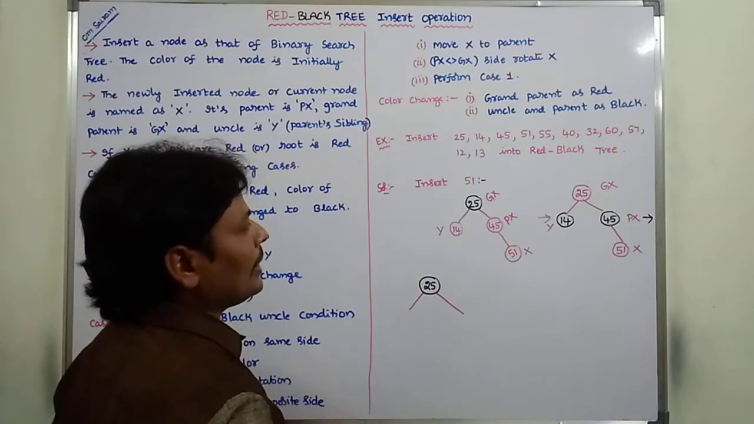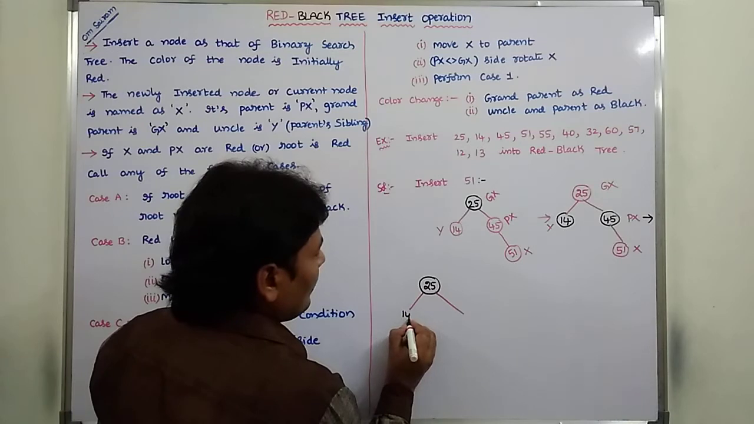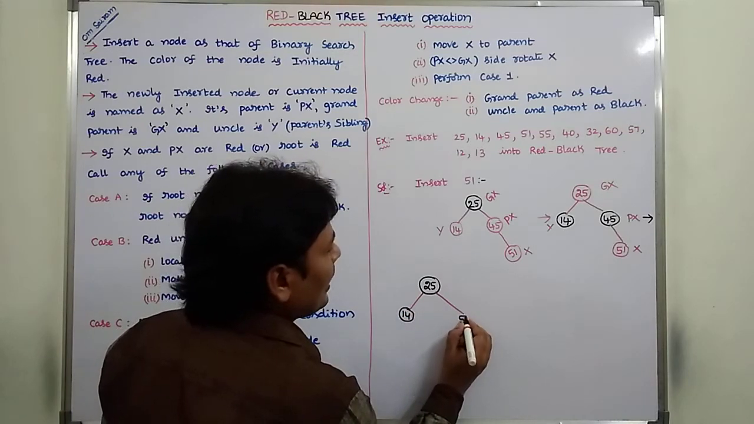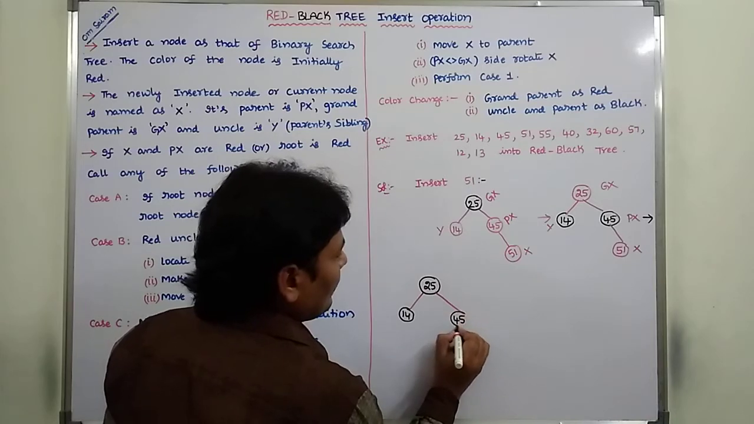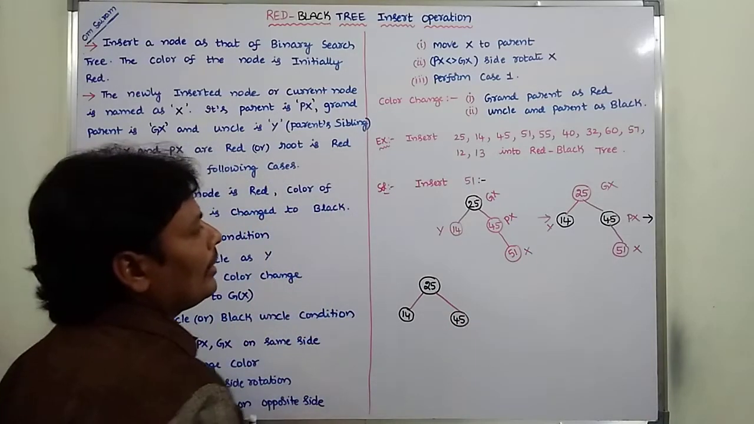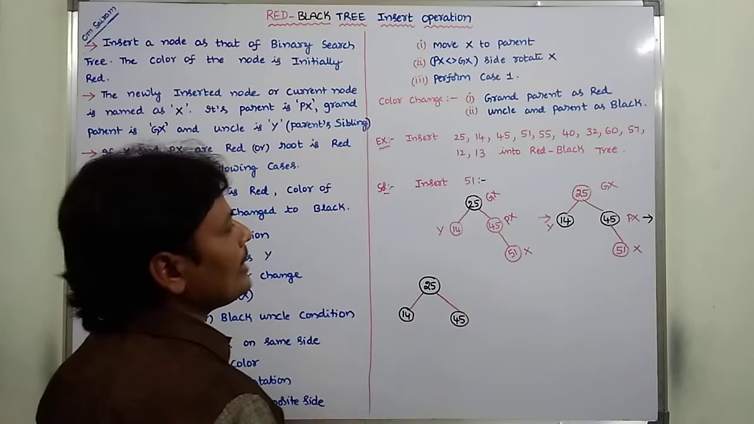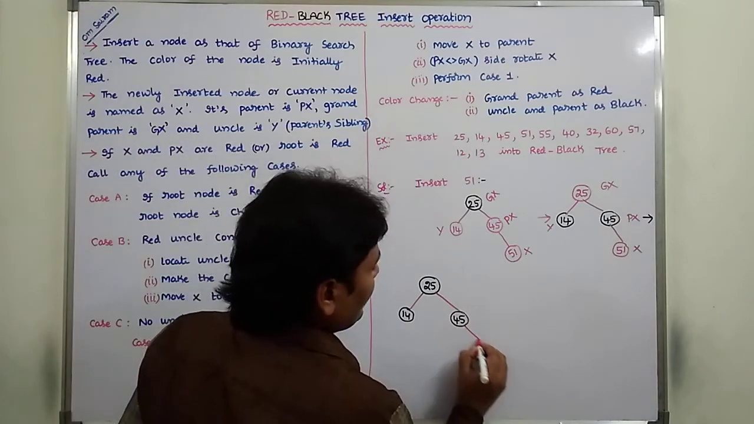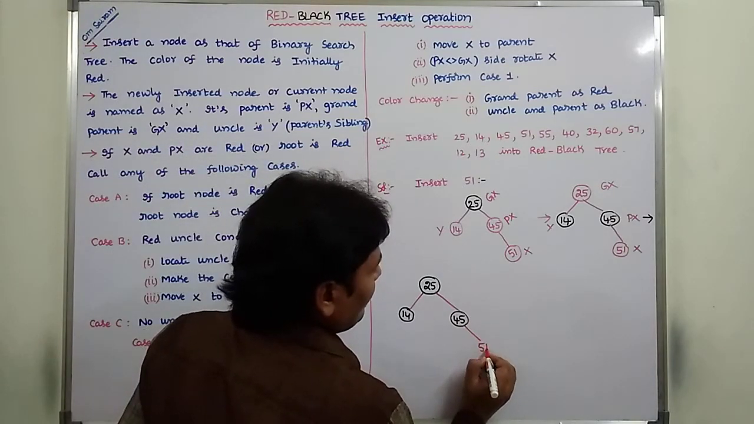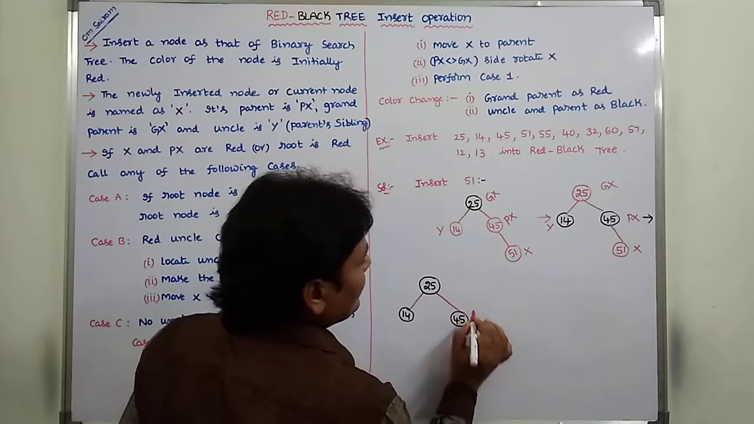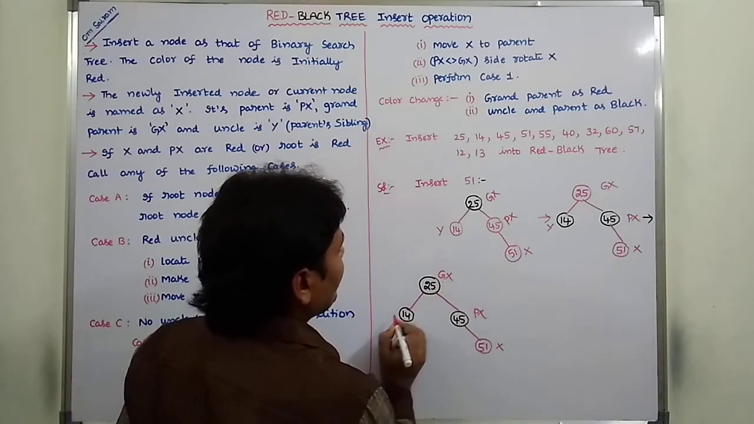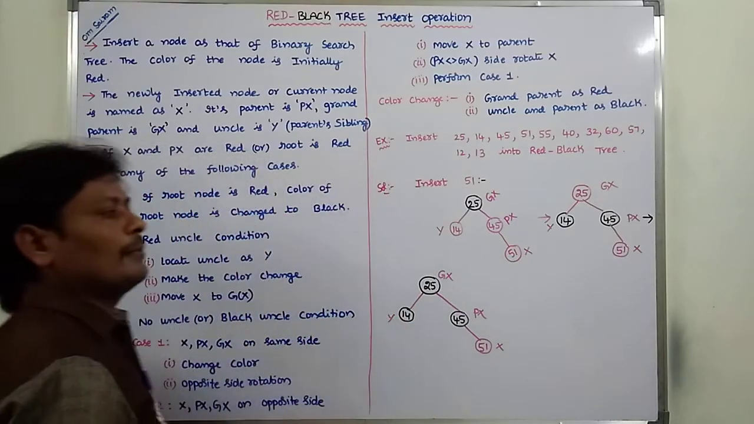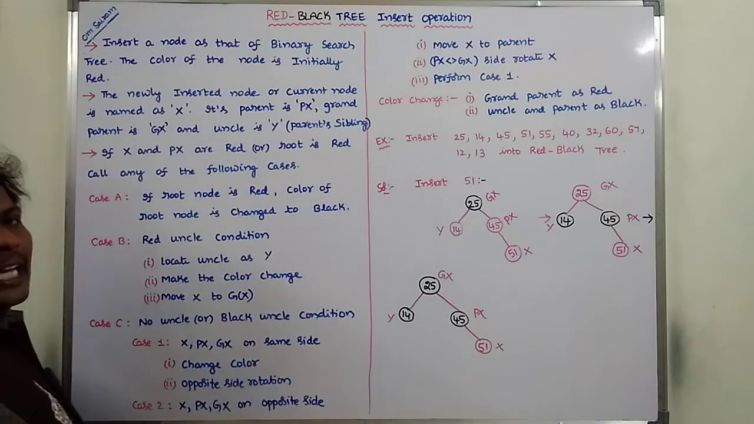So the color of root node can be changed to black node, and for the remaining nodes there is no change. So this is left hand side 14 and right hand side 45, and to the right of 45 is 51. So this is X, this is PX, and this is GX, and this uncle is Y. So these are the changes that can be done.